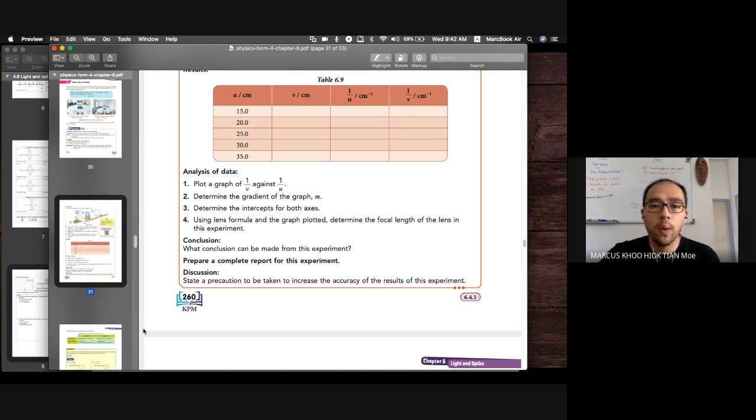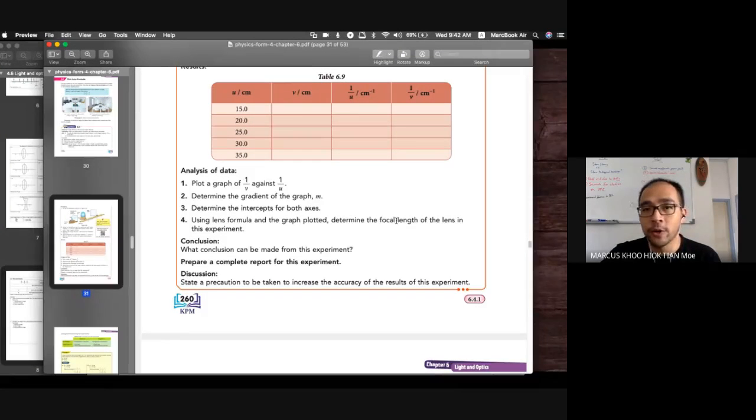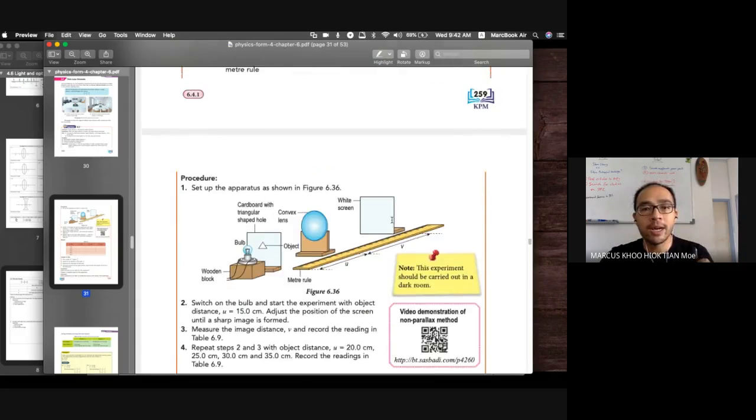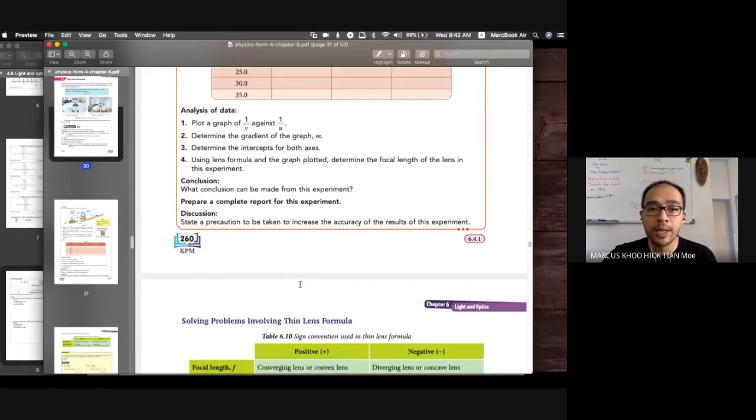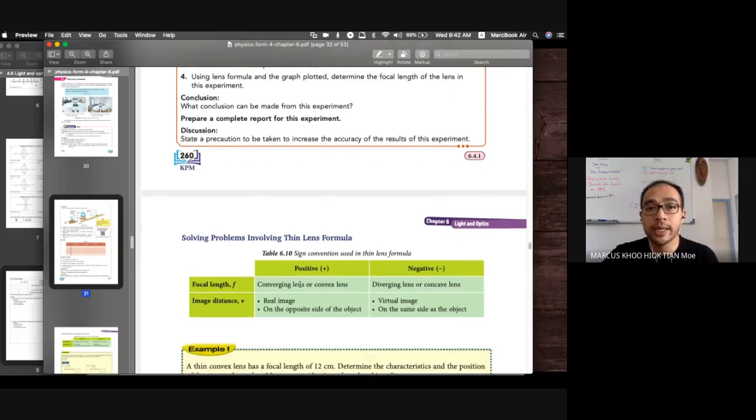So, once you have determined the focal length, I want you to tell me whether your calculated focal length and the focal length that you determined at the beginning of the experiment are the same. That is what I want to see.